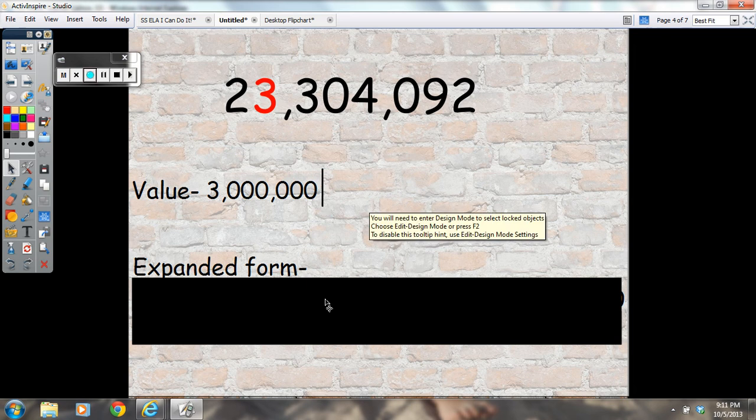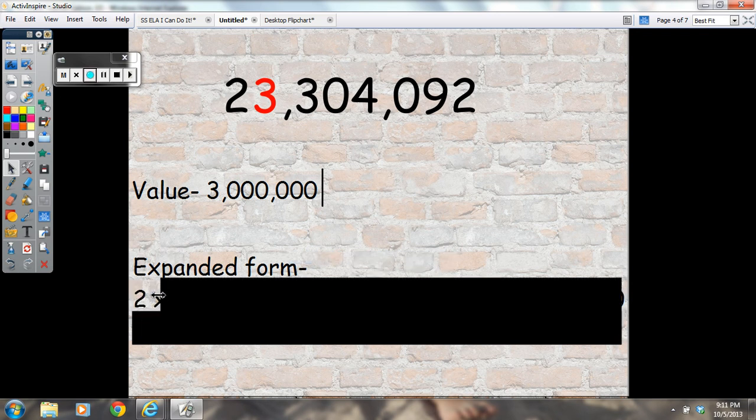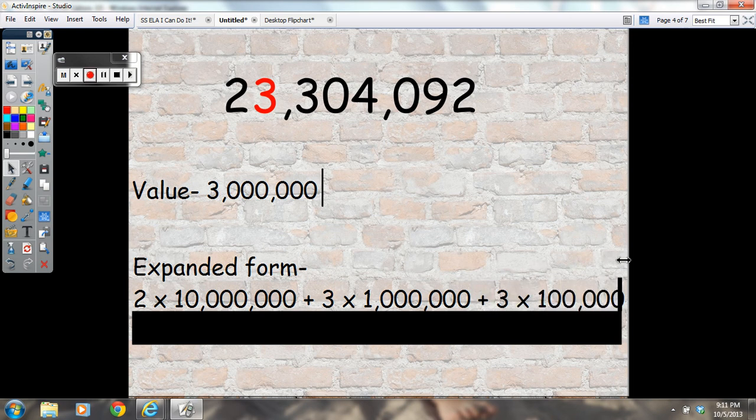Now for our next part, where we have to find the expanded form, we start with our largest place, which is the 2 that's in the 10 millions place. So you should have written 2 times 10 million. And then we move on from there, and we should be adding the 3 times the place that it's in, and the 3 is in the 1 millions place, so we take our 3 and multiply that by 1 million. And we add to that the next number, which is 3, and the 3 is in the 100,000s place.